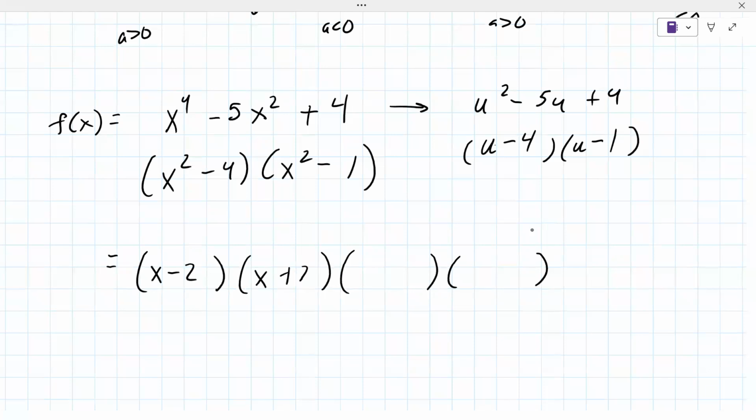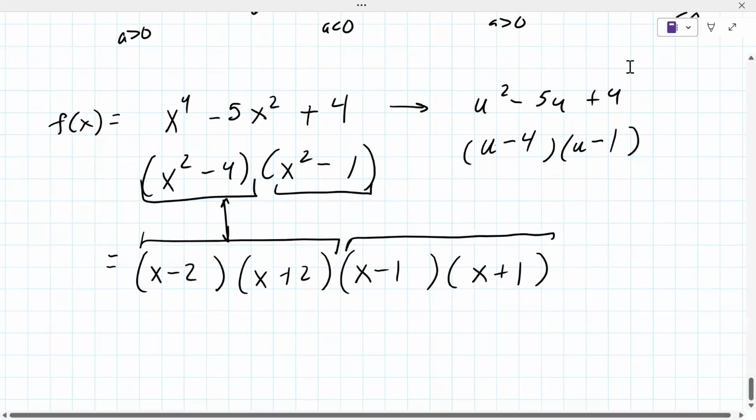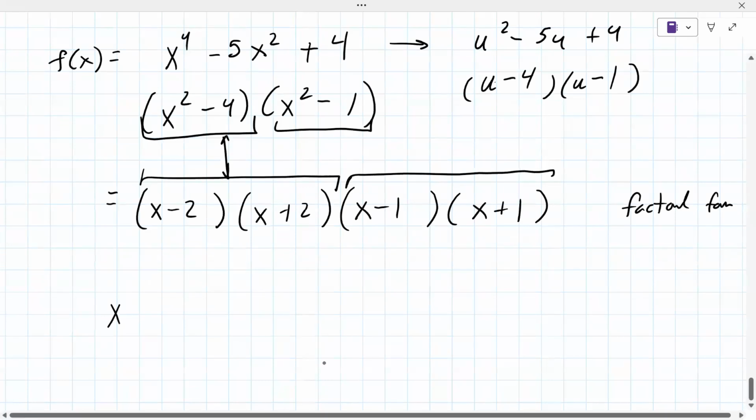So we're writing those numbers, -4 and -1, in the other... Yeah, those break apart into x minus 2, x plus 2. And then this x squared minus 1 becomes x minus 1, x plus 1. Okay. And just like the problem we did, it's breaking this down into factored form. So then those are all just going to be the x-intercepts, correct? Yes. So the x-intercepts here are 2, -2, 1, and -1.